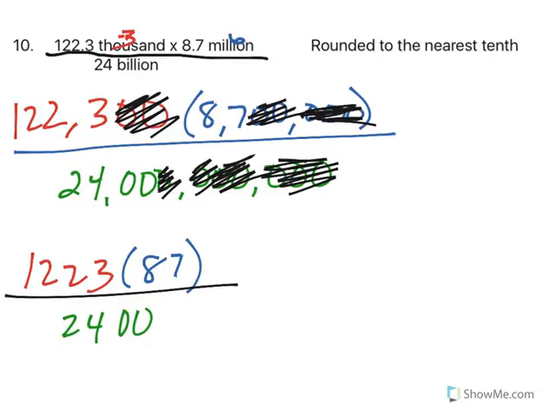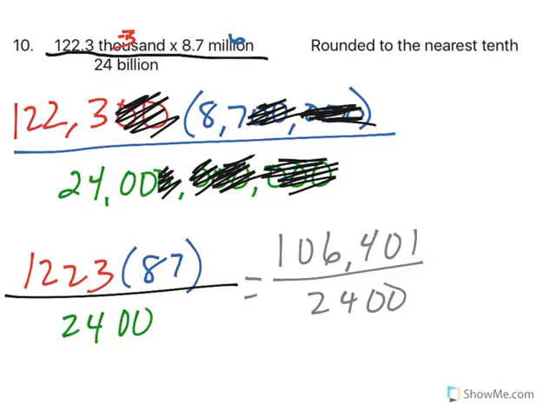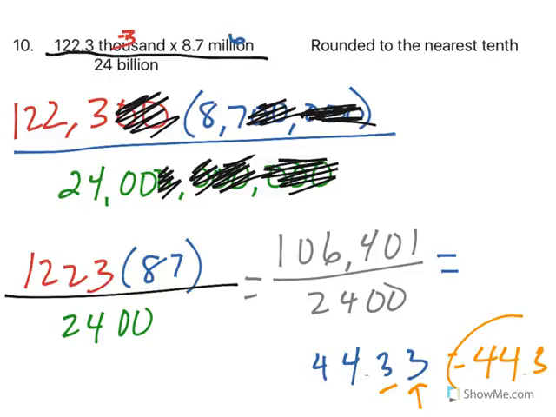So in the numerator now, when I multiply, I get 106,401 divided by 2,400, which brings me to 44.33. Round to the nearest tenth, 3 rounds down, 44.3. Now, if you multiplied those big numbers at the very beginning and then divided, you would get the same answer. So it's really up to you and what you feel comfortable with.